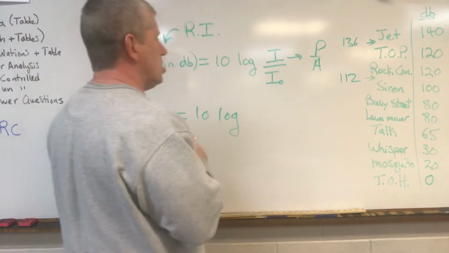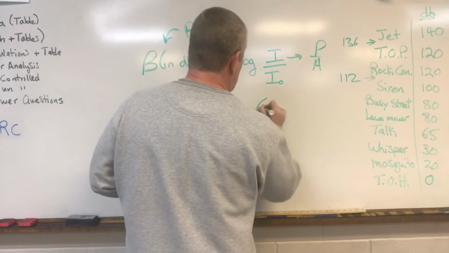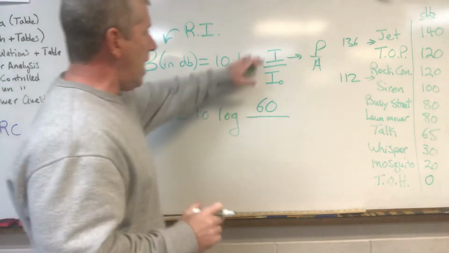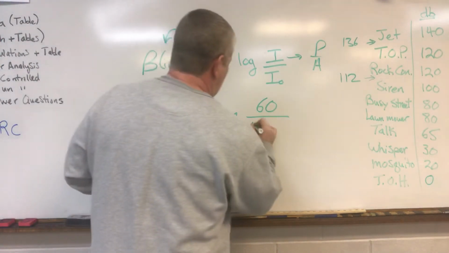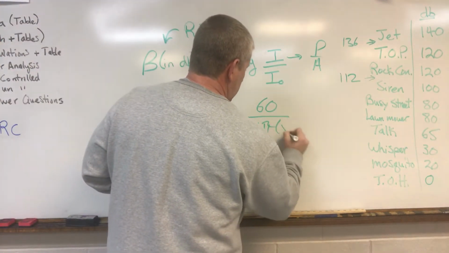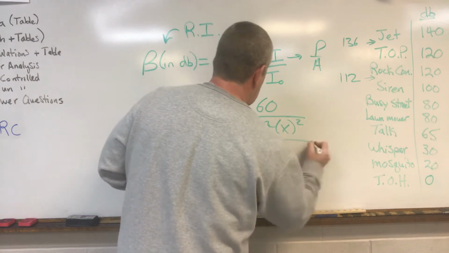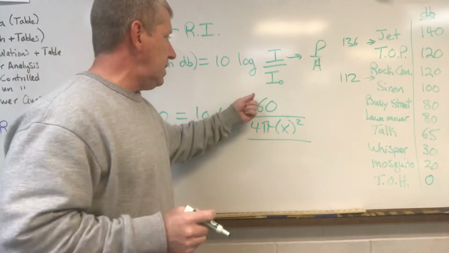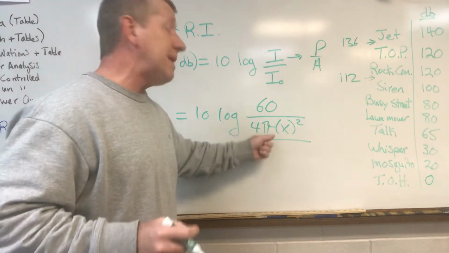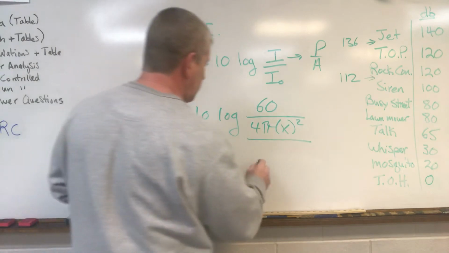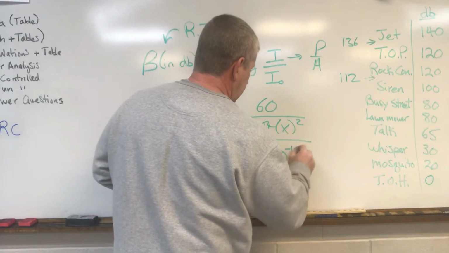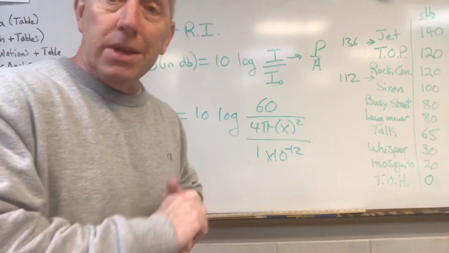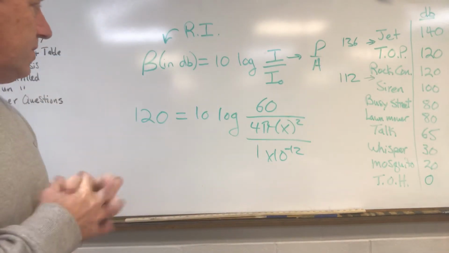there are 60 watts being used. So you're using 60 watts of power, because remember I is power over area. How far away are you from the sound source? If you're hearing 120 decibels on the decibel scale, and 60 watts is what you're using, how many meters away are you from that sound source? 1 times 10 to the negative 12. All right, and there you go. So you're going to solve for that.